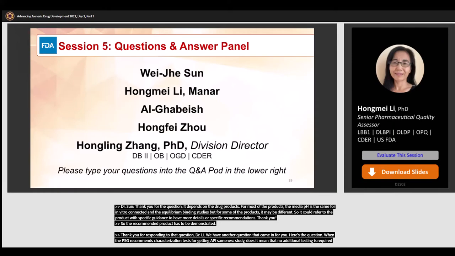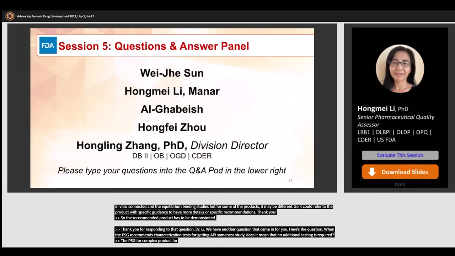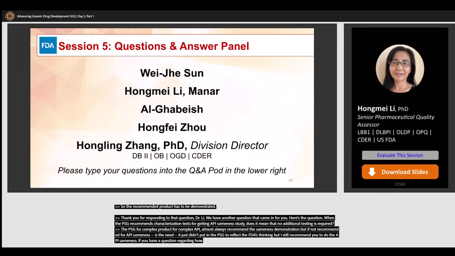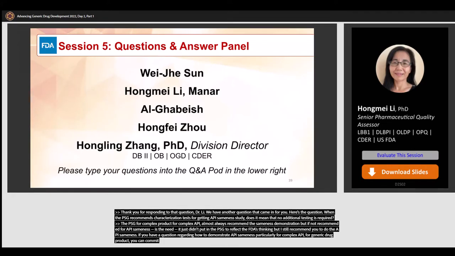The PSG for a complex product with complex API most of the time recommends API sameness demonstration, but if it does not recommend it, you still need to demonstrate API sameness. It just didn't put it in the PSG to reflect the FDA thinking, but it's still recommended to do the API sameness. If you have questions regarding how to demonstrate API sameness, particularly for complex API, for a generic drug product, you can communicate with FDA regarding your proposal and thinking. Thank you.